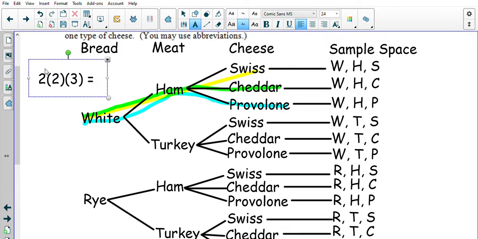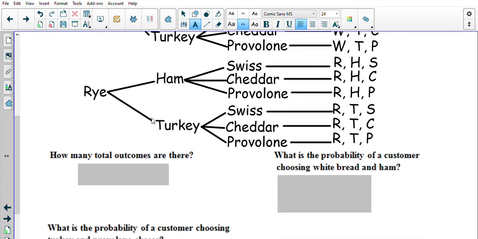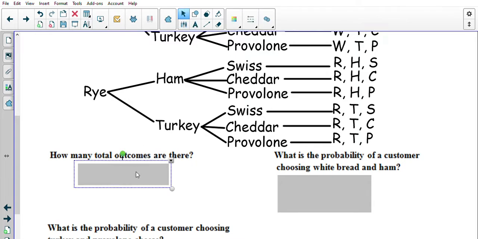And if I take 2 times 2 times 3, that's going to get me 12 possible outcomes. If I count up how many elements I have here underneath my sample space, there are 12 possible outcomes. So that's what we should have in this box right here. So let's go ahead and delete that.